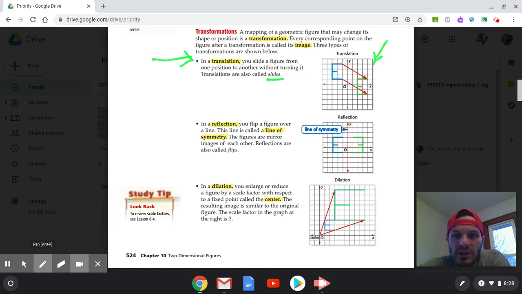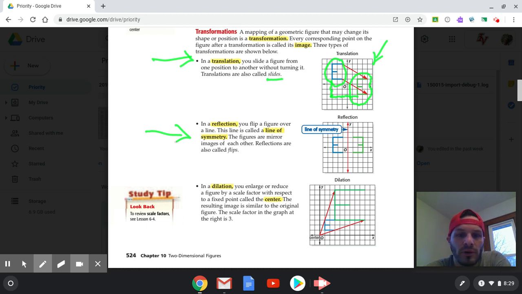And so notice the letter E in blue here. That is what we're translating, sliding. And notice that it slid to the green letter E. So it went down 1, 2, 3, and then it went to the right 1, 2, 3, 4, 5. So it had a translation of 3 down and 5 right.